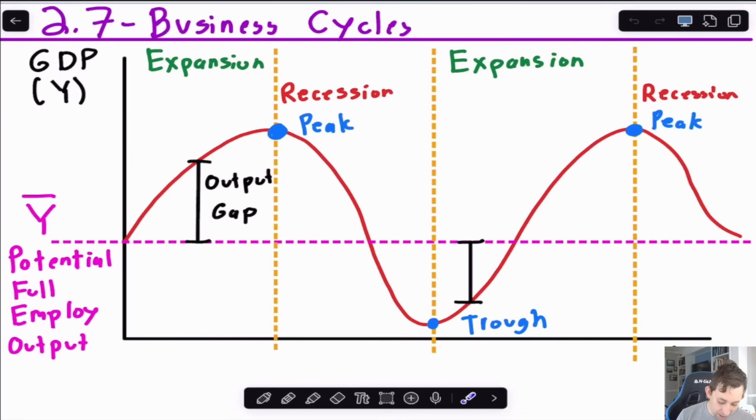Expansions are where GDP is going up, and recessions are where GDP is falling. When we change from an expansion to a recession, we call that a peak. So these two things are peaks. And when we change from a recession to an expansion, we call that a trough, so I've got one trough down here. Again, this is just the basics of how to read this graph, which is topic 2.7.